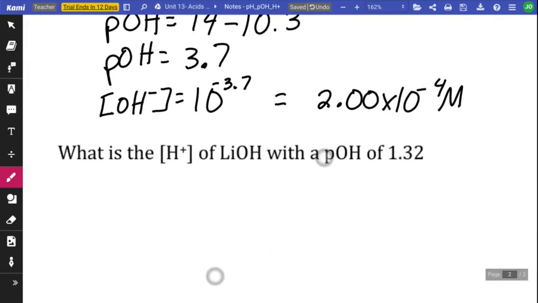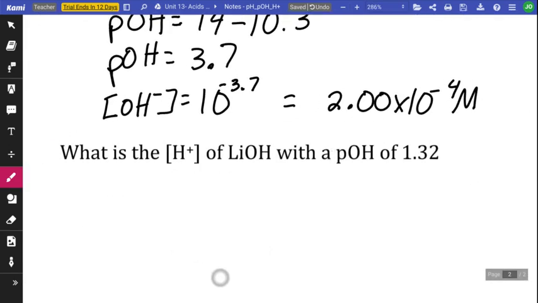All right, I'm going to do one more. So, what is the hydrogen concentration of lithium hydroxide with a pOH of 1.32? Okay, so I've got a pOH of 1.32. This is hydroxide. This is hydrogen. They don't match up, so it is two steps. So I'm going to have to convert. So first off, I like to go from pOH into pH because it's easier. So if I'm looking for my pH, 14 minus that pOH, 1.32.